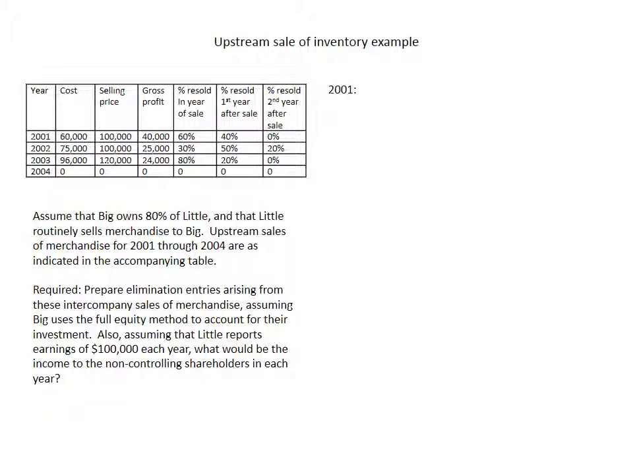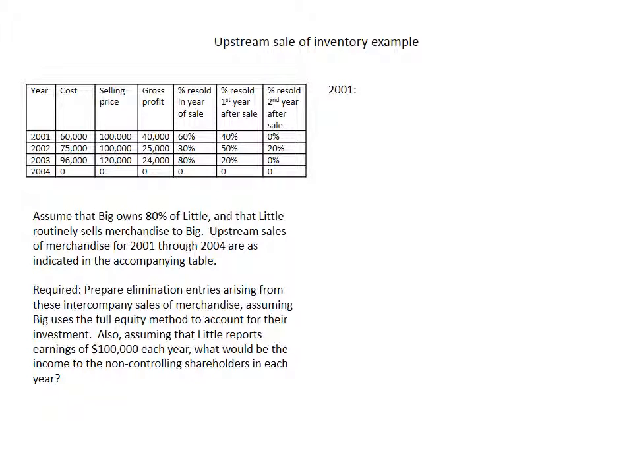Let's just run through the lines and see what we're talking about. In 2001, there are goods which cost $60,000. They're sold upstream for $100,000, yielding a gross profit of $40,000. Of that merchandise, 60% was resold to a third party in 2001. The other 40% was resold the year after sale, 2002.